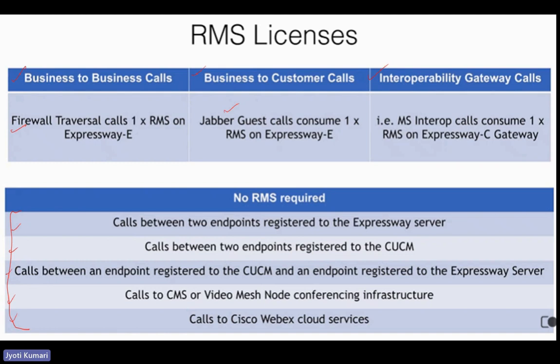The calls like between two endpoints registered on the same Expressway, calls between two endpoints registered to the CUCM, calls between endpoints registered to CUCM and an endpoint registered on the Expressway, again within the enterprise. Calls to CMS, Cisco Meeting Server, or Video Mesh Node for conferencing. Calls to WebEx Cloud Services, even. They have to use separate licensing, and RMS is not required for that. Only for firewall traversal or between business to business calls, business to customer, and interoperability gateway calls with third party solutions, there we would require RMS license.